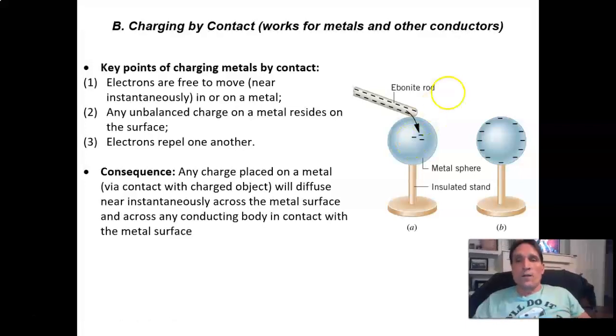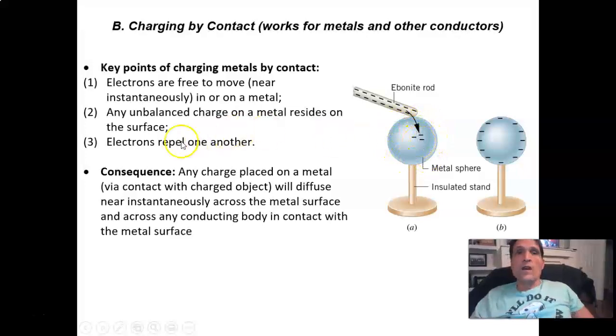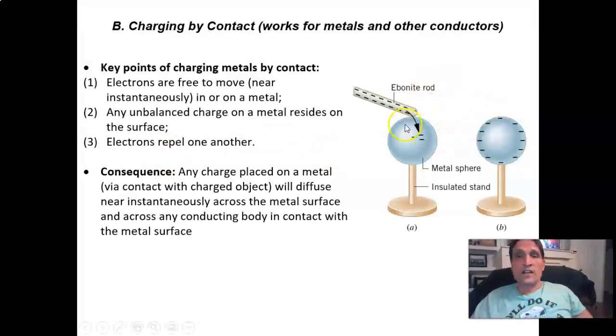A metal is a conductor, so electrons are free to redistribute themselves and move around the metal very rapidly. So that's the first key point: electrons are free to move around in a metal. Then we know that electrons tend to repel one another, so if you put a bunch of electrons close to one another, they're going to want to repel and spread out to minimize the repulsion. So that's the second key point.